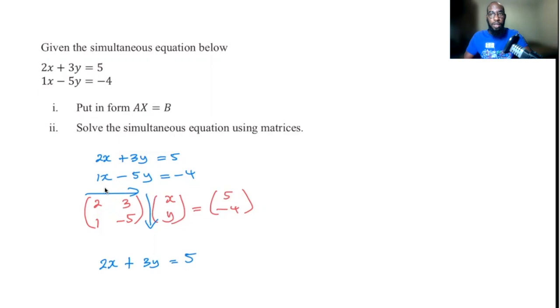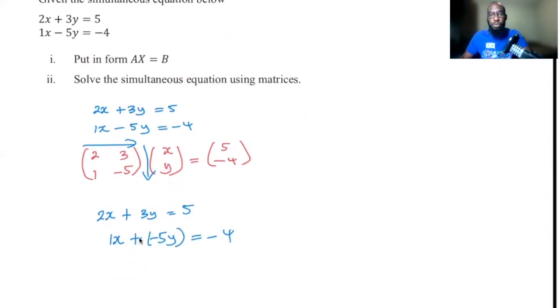Continuing, we have row by column. So 1 times x is 1x, always plus. Negative 5 times y is negative 5y, and that is equal to negative 4. Now note, you can simplify this below here, and we will get 1x minus 5y equals negative 4. So it's the same thing.